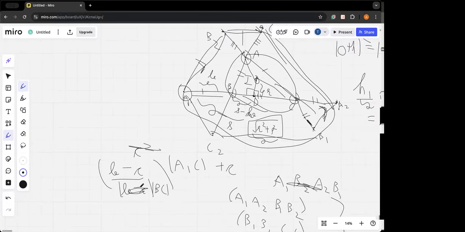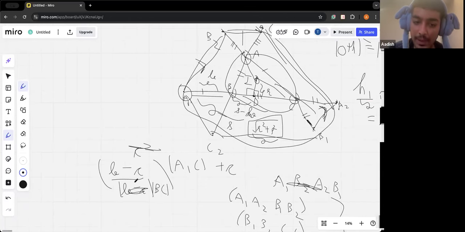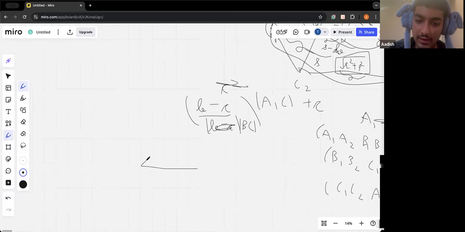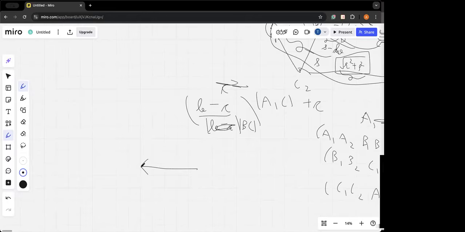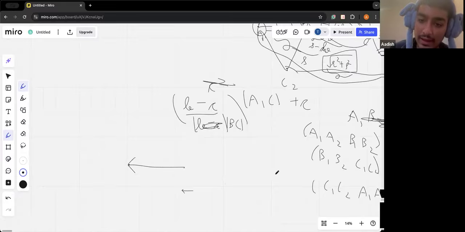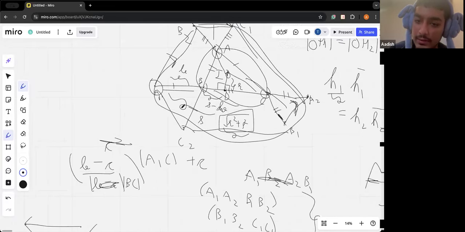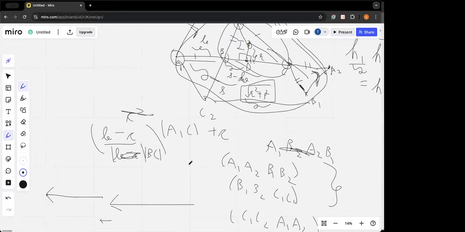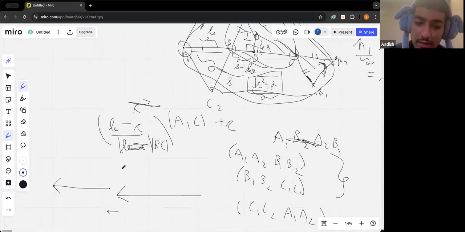Wait, what did you just do? So what he said is, B minus C represents this vector that originates at C and ends at B, right? So you divide by the length BC to make it a unit vector, and then you multiply by length A1C to make it the vector from C to A1. So the coordinates of A1 will be this vector plus C.